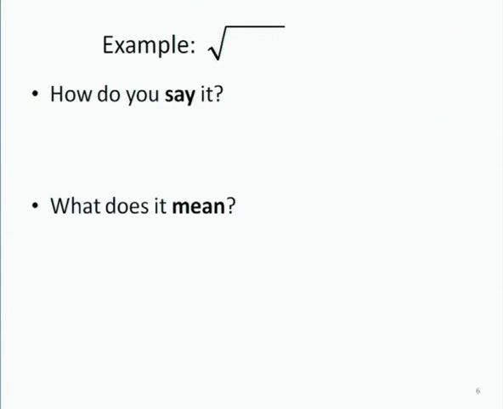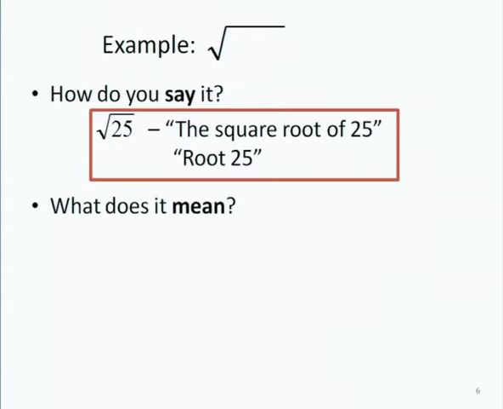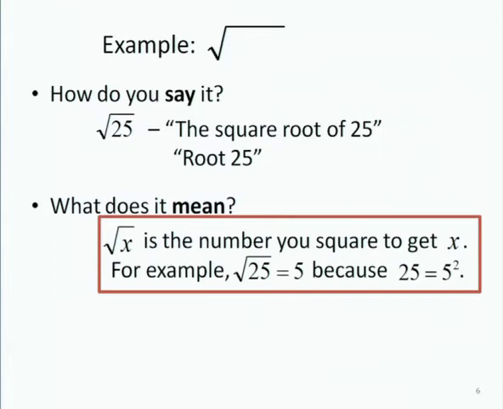So as an example, this mathematical notation, we say it as the square root. So with a 25 underneath it, it would be the square root of 25, and some people just say it as root 25. Hopefully you've seen this symbol before, but if not, don't be embarrassed. What does it mean? Well, the square root of the number x is the number that you would square to get x, so root 25 is 5, because 25 is 5 squared. That's what it means. It's the opposite of squaring. Okay? All of this will be on the website afterwards.